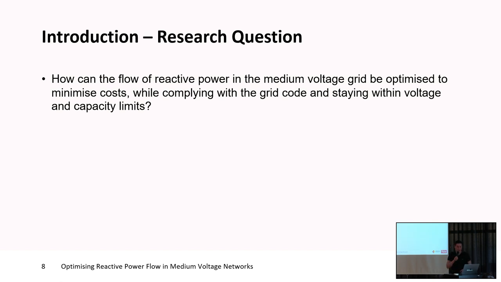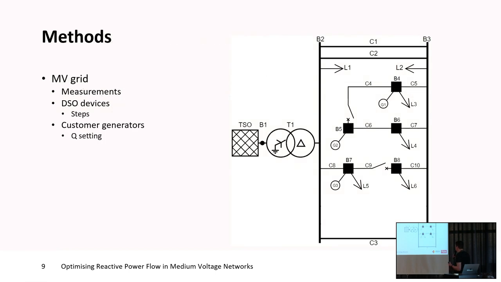Now, what I tried is to optimize the reactive power flow in the network to minimize costs while complying with the grid code and staying within voltage and capacity limits. How did I do this? I made a small medium voltage grid with the external TSO grid, a transformer, two main buses B2 and B3, connected with some cables C1 to C3, and some load at the buses. Every black square represents a customer, for example, which has a load or a generator. Can be a PV plant, can be a wind park, for example.